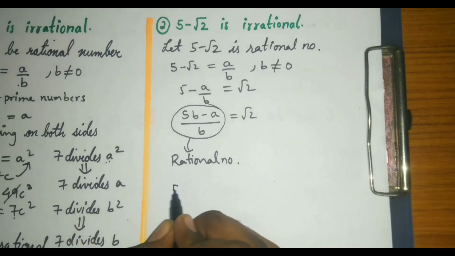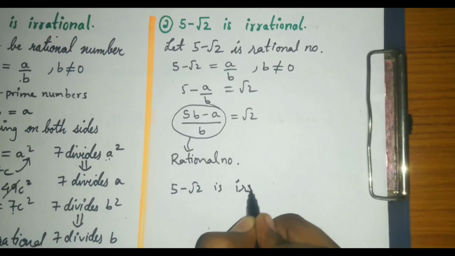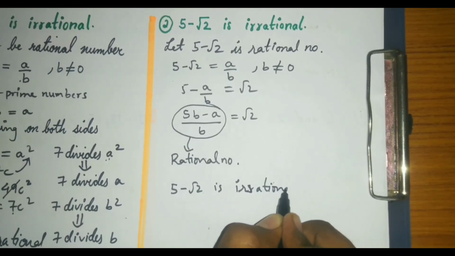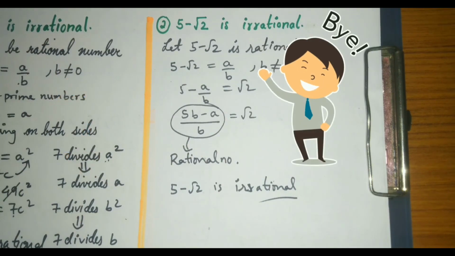So therefore we can say 5 minus root 2 is irrational. Fine. We can say that 5 minus root 2 is an irrational number.